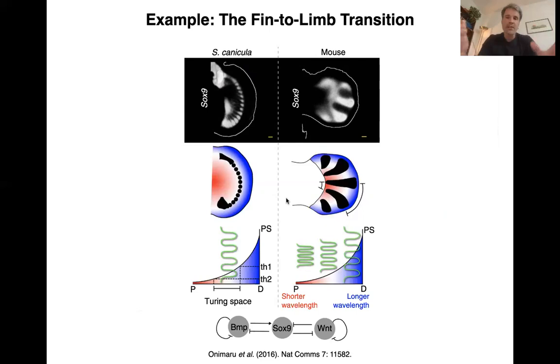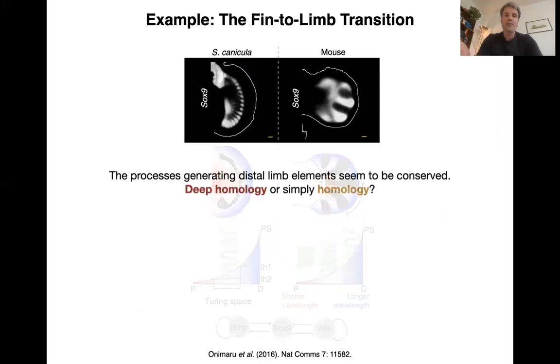So this was amazing and led to a complete reassessment of homology here. So the process of generating distal limb elements seems to be conserved between dogfish and mice, although it's really difficult to see any homologous structure in those distal structures. So is this deep homology? That's the conclusion of the authors. I mean, there's a morphological structure that's not homologous, but it's created by the same process, or is it simply homology? So should we consider those traits now homologous or not?